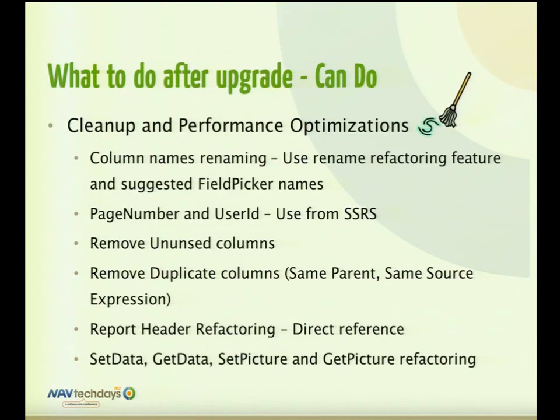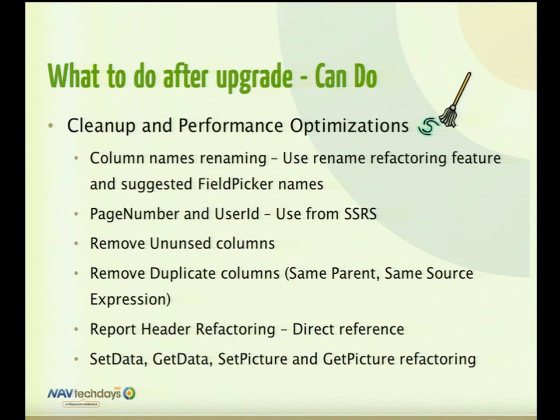Once you've upgraded, some of the things you can do, and this is something we have done to our reports, is do some kind of performance cleanup and optimizations. So one of the things Torben showed you is around rename refactoring. When you automatically updated your section reports into column reports, you used to get these really, really long names with a lot of underscores. So please clean them up so that it's much easier to see in RDLC and your report looks cleaner.